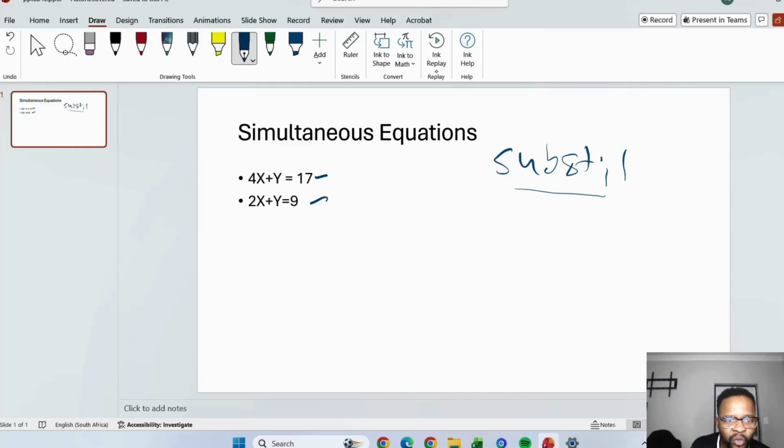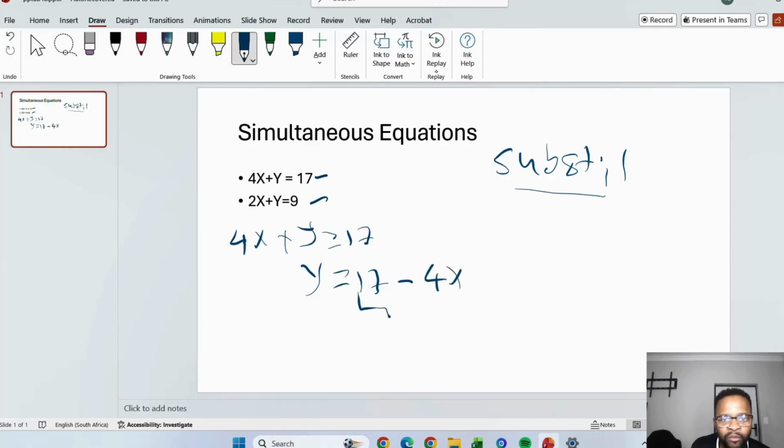So we've got the first equation, x plus y equals 17. How do we make y the subject of the formula? y equals 17 minus 4x. So the value of y is this value that we have down here.